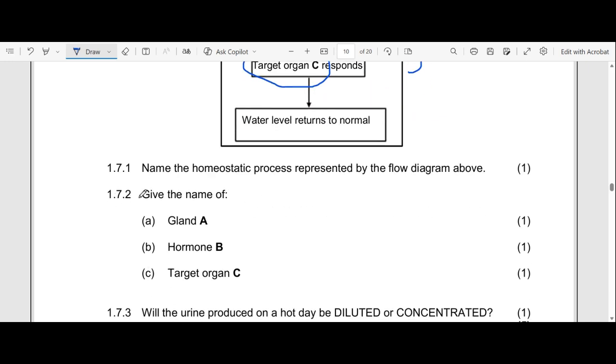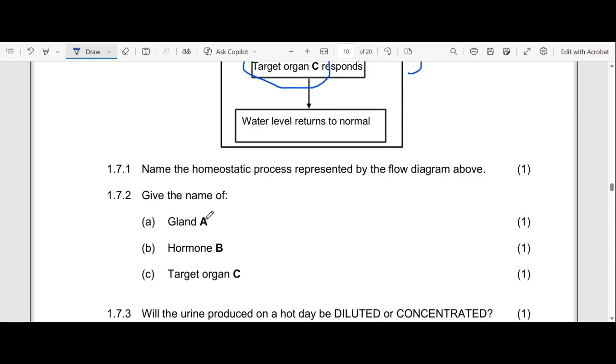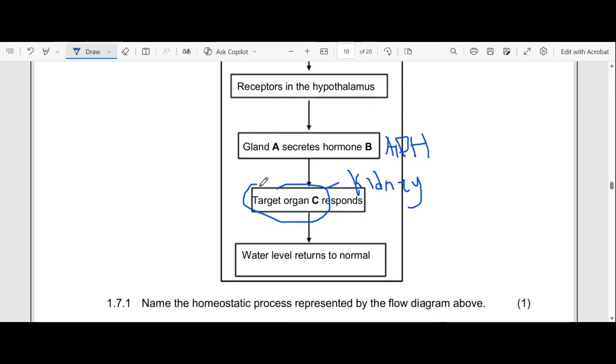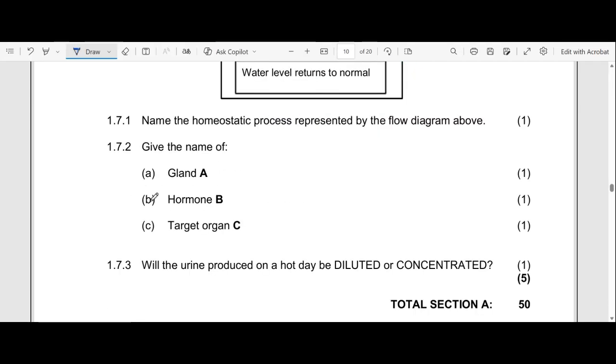So let's go to 1.7.2. Give the name of gland A. So what's the name of gland A? We already discussed that. Gland A becomes our pituitary gland. Then give the name of hormone B. Hormone B becomes what? ADH. Give the name of target organ C. Target organ C becomes our kidney. Right, let's go to 1.7.3.